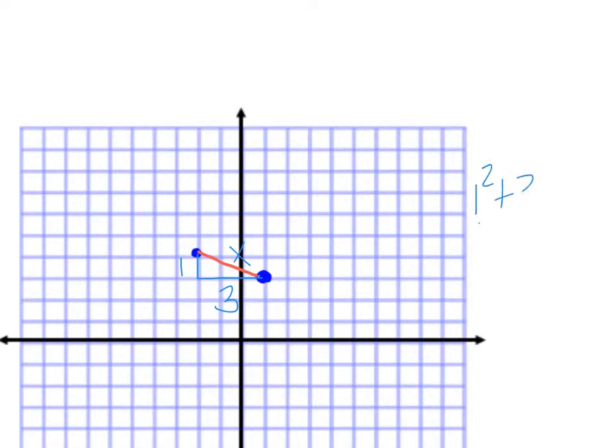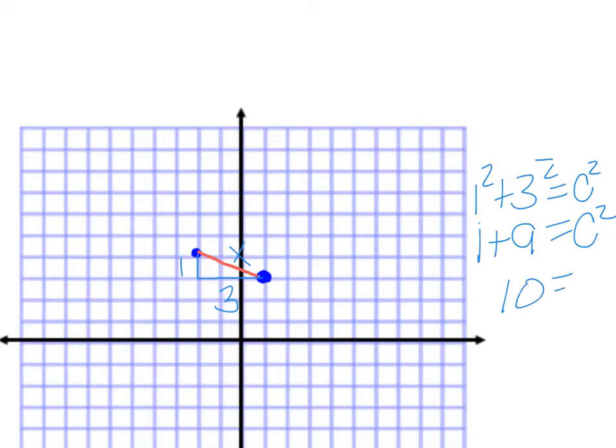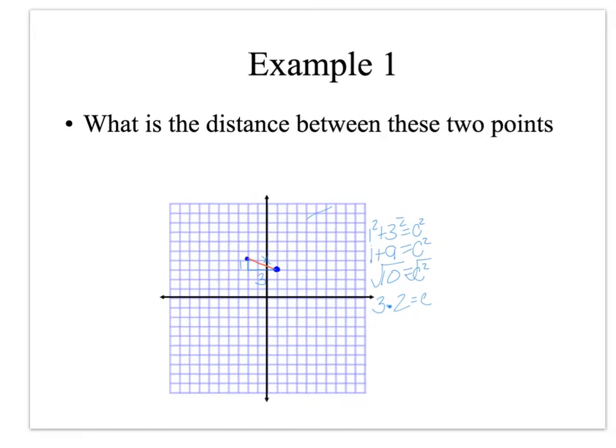So 1 squared plus 3 squared needs to give me c squared. So 1 squared is 1, 3 squared is 9. 1 and 9 gives me 10 equaling c squared. We're going to square root again to get rid of that exponent. And the square root of 10 is going to give me a distance of 3.2 in this case for c. I've got to find out how to zoom back out. There we go, 3.2.